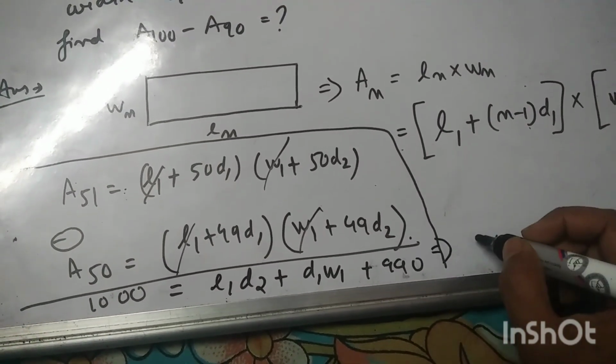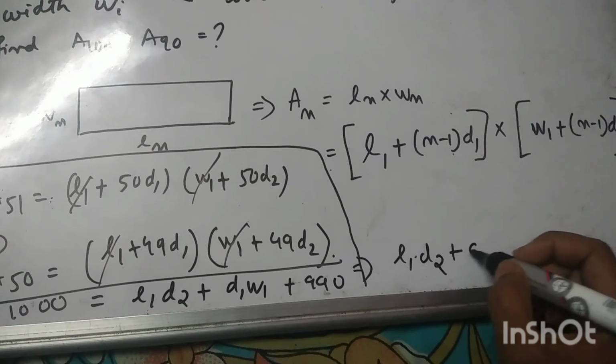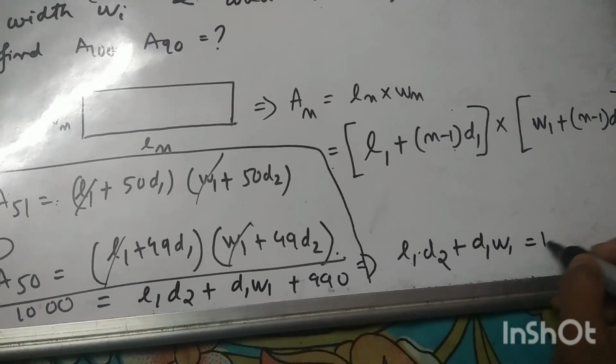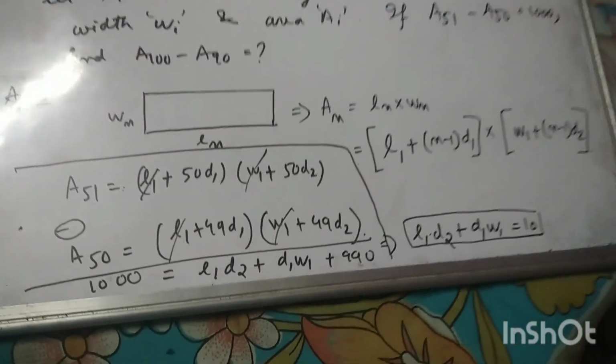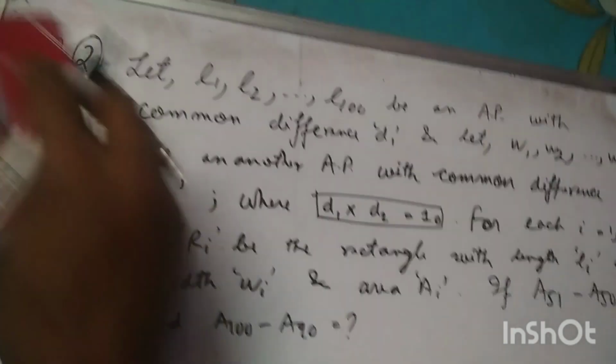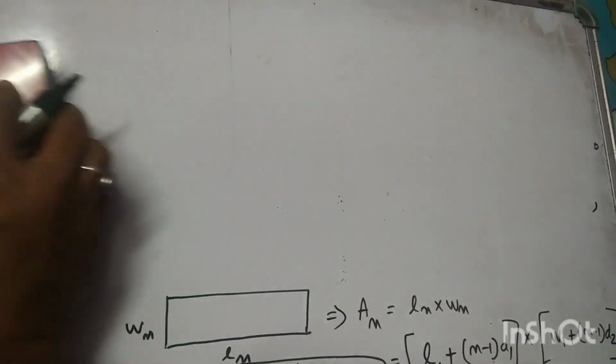So what I'm getting is L1 D2 plus D1 W1 equal to 10. Just subtract from 1000, we will get this. Now we need to find A100 minus A90, right? So I'll rub this question over here.